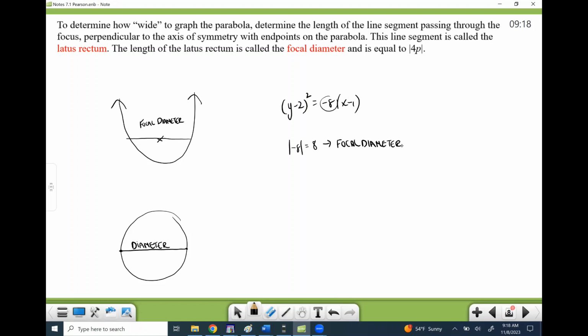So if you know that it's 8 all the way across, well, we're always going to divide that 8 by 2. So that way we know to go 4 this way to find this point, and we know to go 4 this way to find that point. That's for that specific case, right? That's how we'll get the additional point.